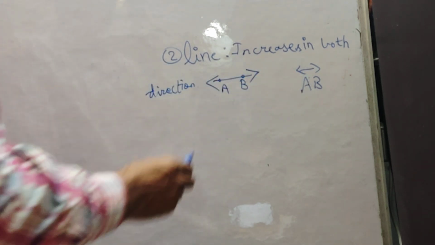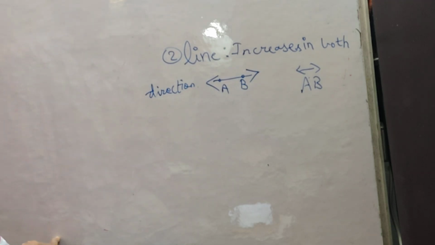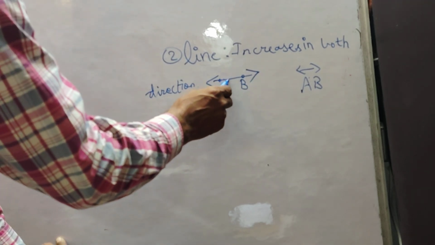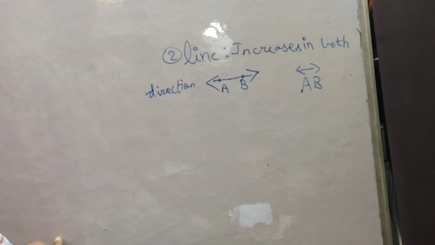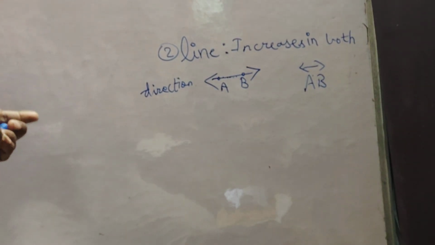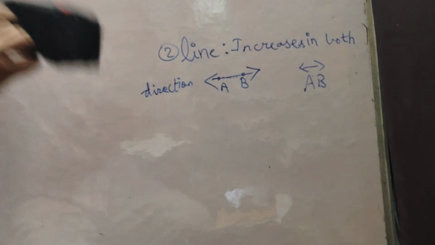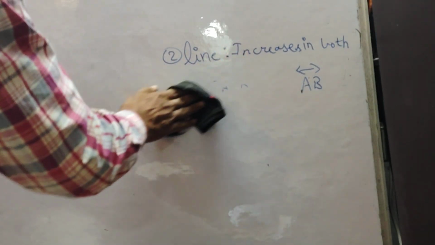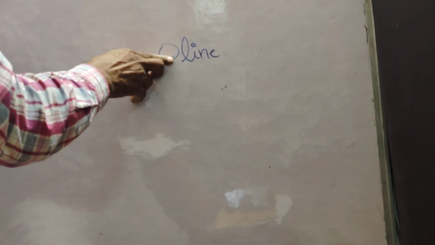On one line there are infinite, meaning uncountable, points. So these are points. And it does not have a fixed length. It is of infinite length because it has an arrow in both directions. After line, next is line segment. The third one is line segment.